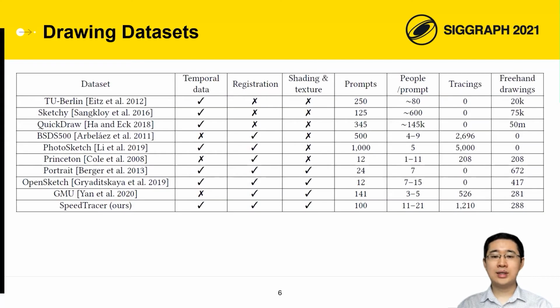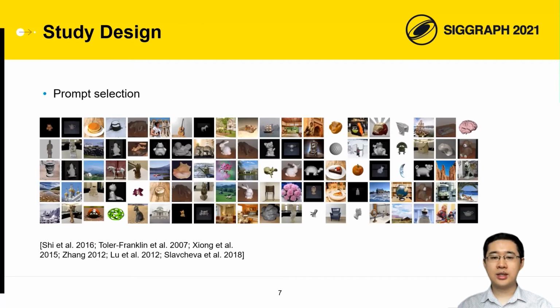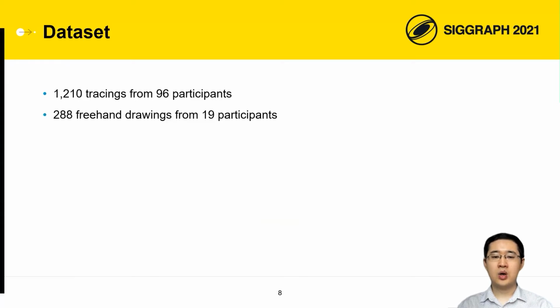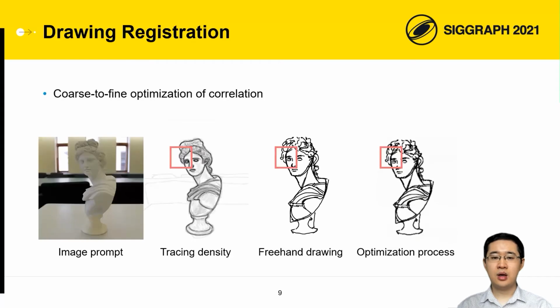There have been quite a few datasets that provide insight into drawing, but they are not readily applicable to the comparison between tracing and freehand drawing. In our study, we included 100 photorealistic images with wide variations in appearance and content as prompts. We collected 1,210 tracings from 96 participants and 288 freehand drawings from 19 participants. We register freehand drawings using a coarse-to-fine optimization of image correlation between freehand drawing and tracing density using ITK.